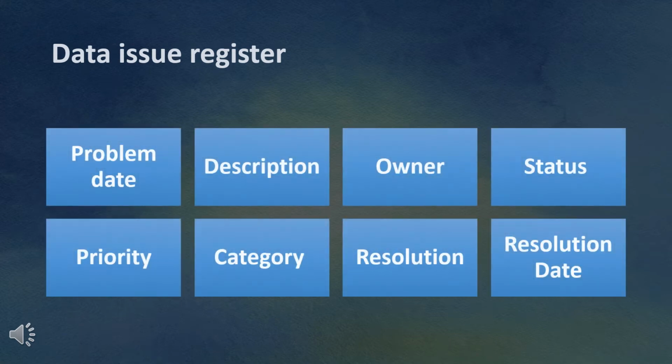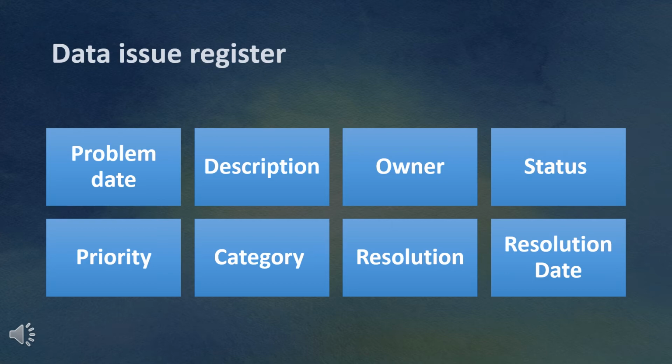To keep track of data quality issues, create a data issue register. This register is the place where you can track data issues and report on remediation efforts, while simultaneously serving as a corporate memory for data issues. The register should contain the following information at a minimum: the problem date, the date when the problem was first identified or reported; the description, an initial description of what is known about the problem; the owner.